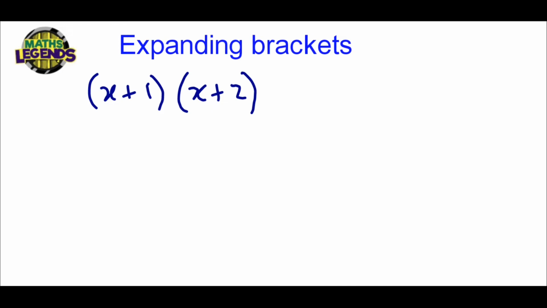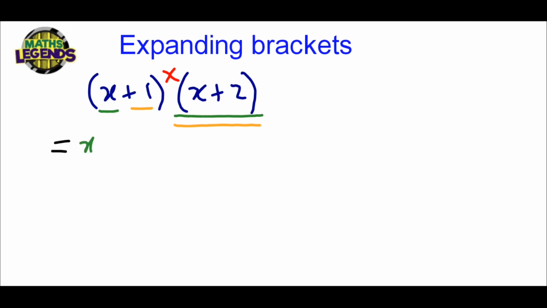Let's start with this. So effectively what we're saying is the first bracket, x plus 1, is multiplying the second bracket. So what we need to do is take each term from the first bracket, so for example x here, and multiply it with the whole of the second bracket. Then we take the next term of the first bracket and multiply it by the second bracket. So let's write this out.